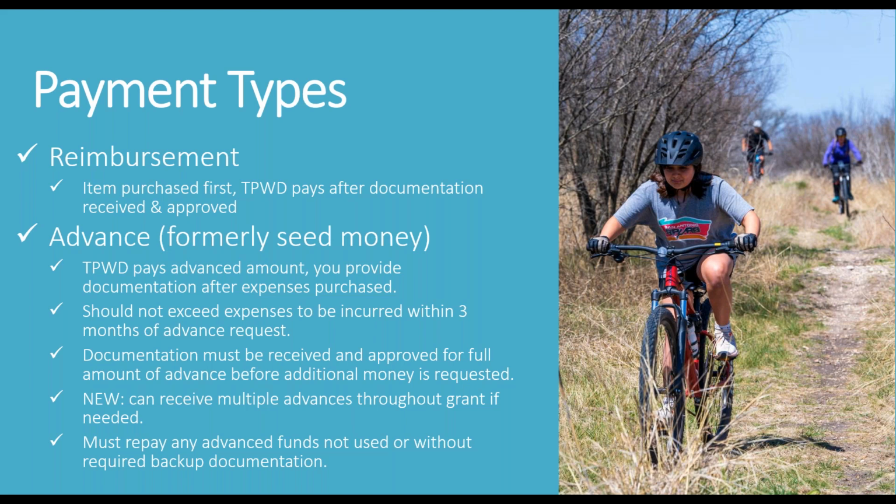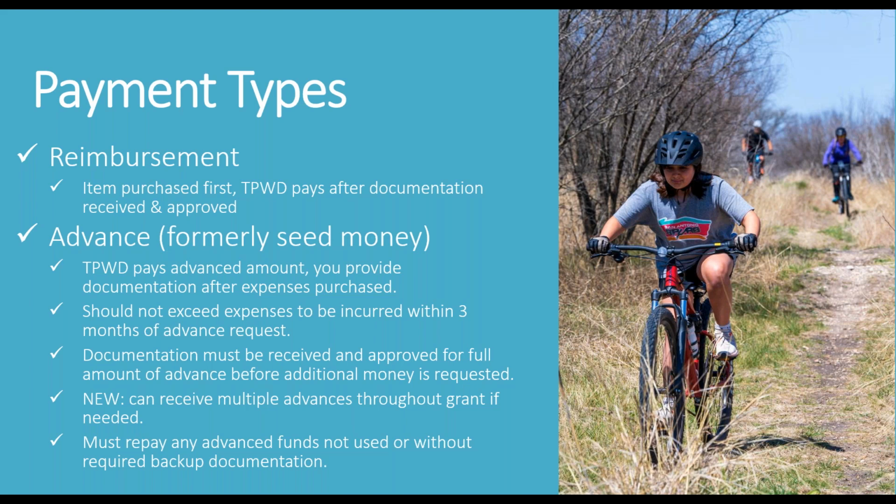So one big new thing this year, which I think a lot of you will really like, is the former rules stated that you could only receive one advance payment at the beginning of the grant. It was formerly known as a seed money request. This is no longer the case. So now you can receive multiple advances throughout the lifetime of the grant. But remember that all backup documentation must be received and approved by TPWD before you can submit the next one. So just like reimbursements, you have to fully approve and provide all backup documentation for one advance before you can go in and submit another advance request. But once that's fully satisfied, you can go in and submit another request for an advance.